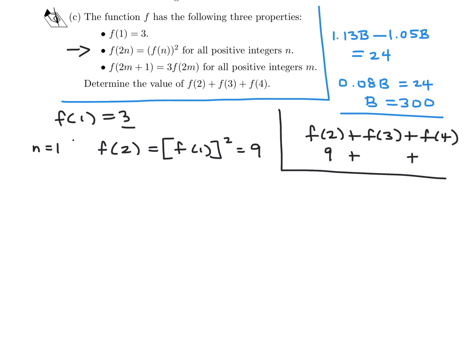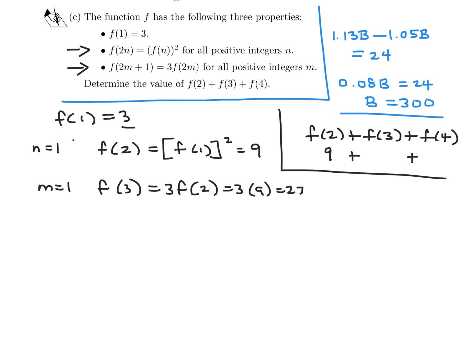Let's try, well, obviously f at 3. So which one am I going to use? I'm going to use this one to get f at 3, and that's when n is equal to 1. That would be 2 times 1 plus 1, which is f at 3. And then that would be 3 times f at 2 times 1. So like that. Now f at 2 I just got was 9. So that would be 27.